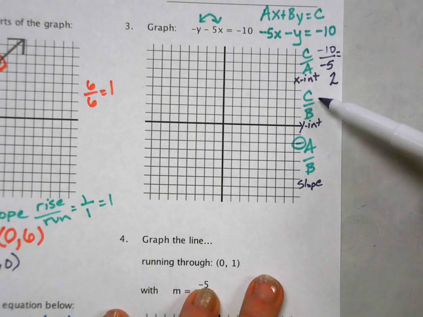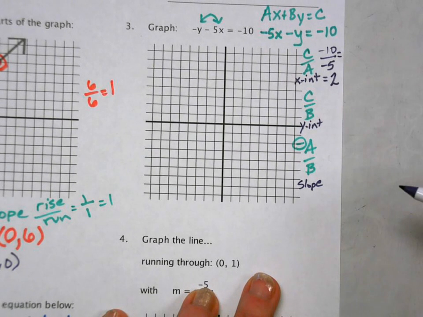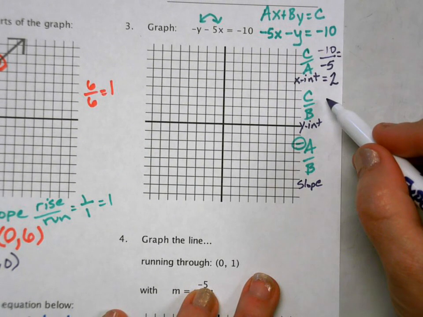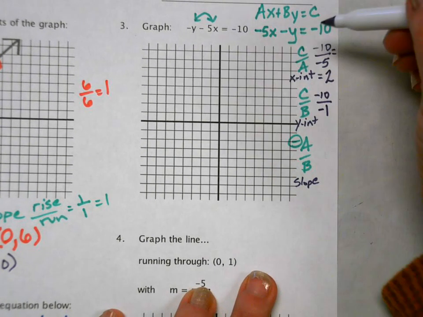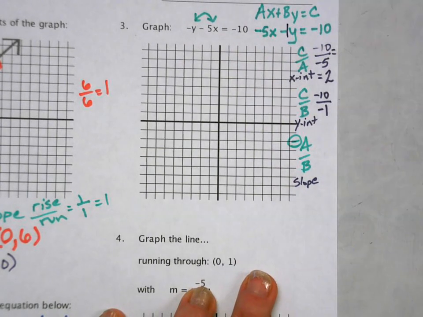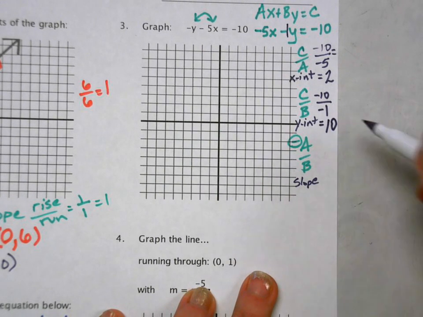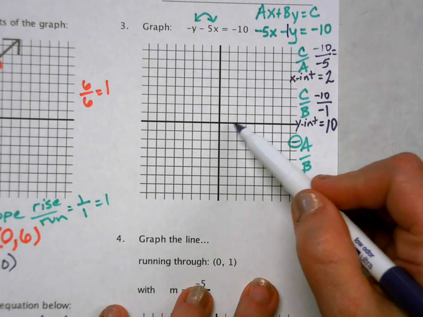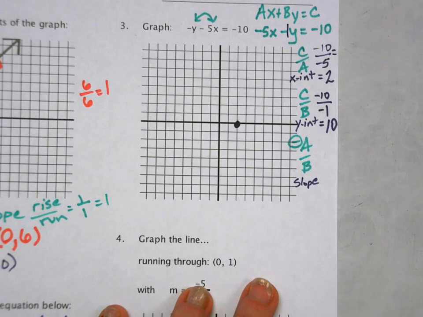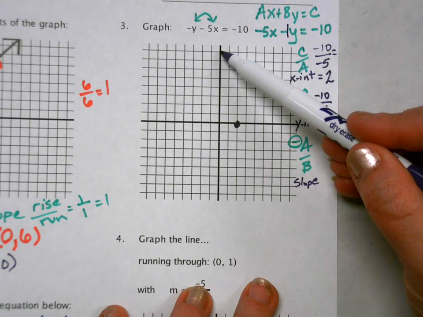So what is my y-intercept going to be? What's my C? Negative 10. And what's my B? Negative 1. Because there's not a number there, right? So it's got that invisible 1. So what's negative 10 over negative 1 reduced to? 10. So I have 2 points now, right? So I've got my x-intercept is 2. My y-intercept is 10. 1, 2, 3, 4, 5, 6, 7, 8.